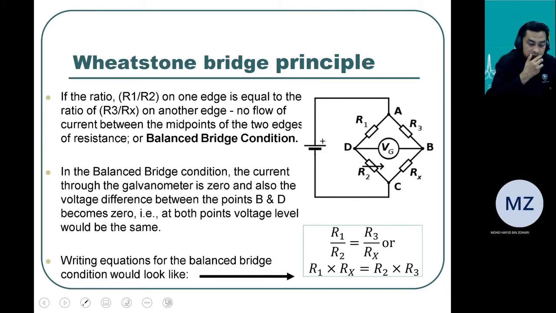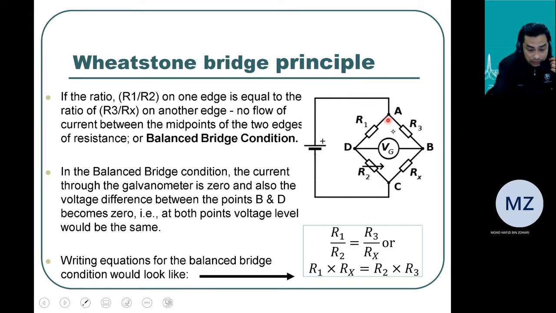So the key is we want to measure the Vg so that it has a 0 value. And then if Vg has 0 value, R2 can easily show the value, and then we can calculate for Rx. So look at this one, look at how the equation is formed.